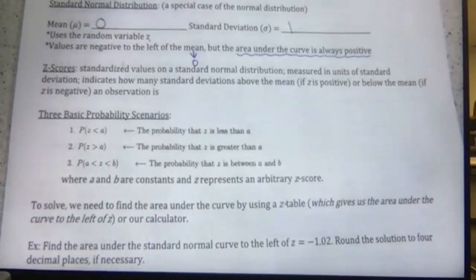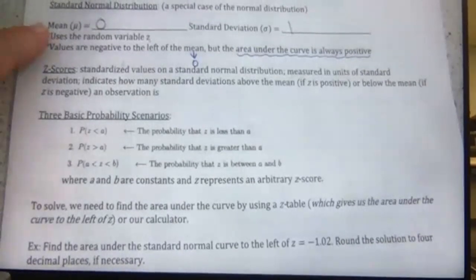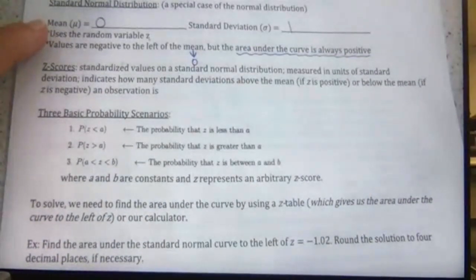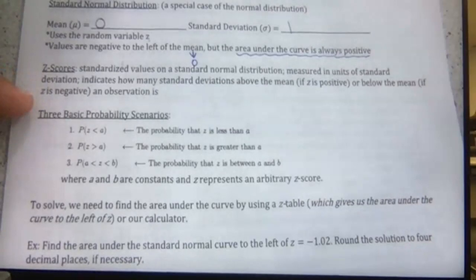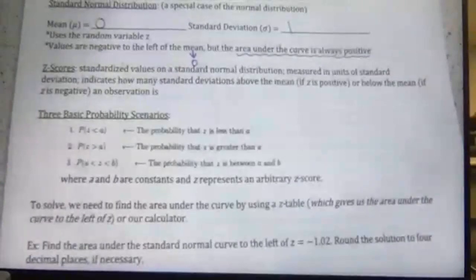We talked about using the letter z, so we have our z-scores. A z-score is our standardized value because z means that it's under our standard normal distribution. It's measured in units of standard deviation. So if z is 1, that means 1 standard deviation. If z is 2, that means 2 standard deviations. And it indicates how many standard deviations above the mean, if it's positive, and below the mean if it's negative. So how far above or below an observation is.